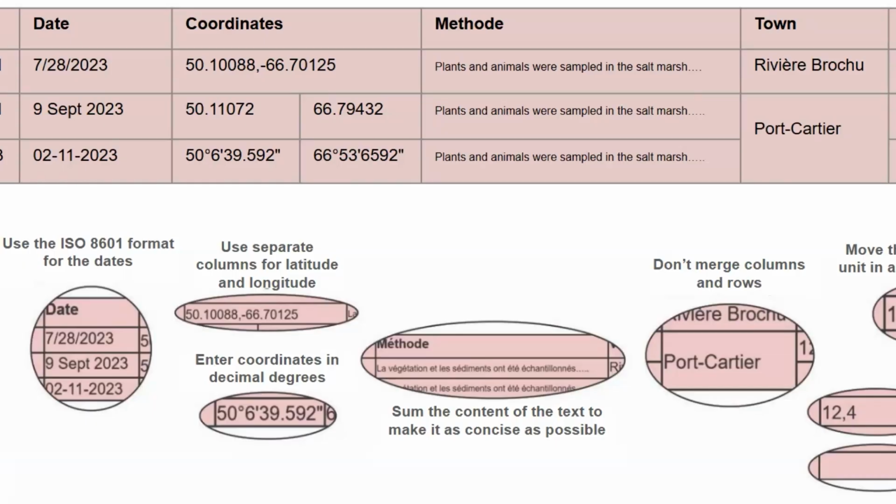So yeah, use the ISO 8601 format for the dates. Separate your columns for latitude and longitude. Enter coordinates in decimal degrees. Try to sum up the content of the text to make it as concise as possible. Don't merge columns and rows. Move the measurement unit, sorry, to a separate column, or as I said, in the title of your measurement column. And yeah, use the dot as a decimal separator, and fill empty cells with NA.